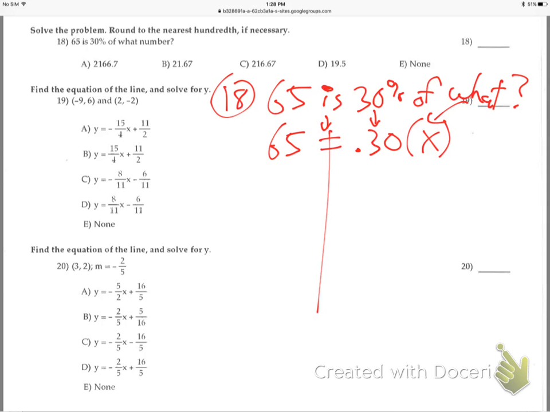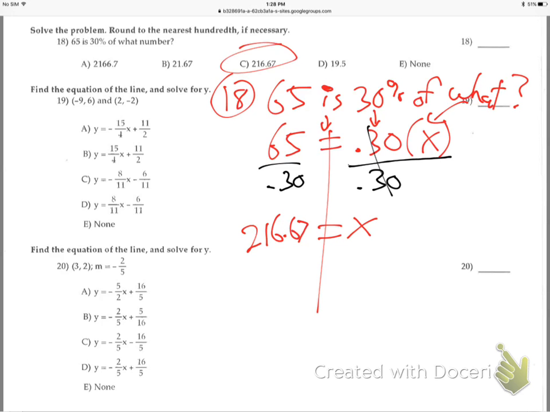Now you just solve for x. I want x to be alone. So what do we do? Divide by 0.30. Boom. So x is, I have no idea. What's x there? 216.67? So it rounds to 217. Yeah, good on 18. I want to do 19 before I let you go, because 19 is tricky. Is everybody good on that one? On 18, just direct translation.